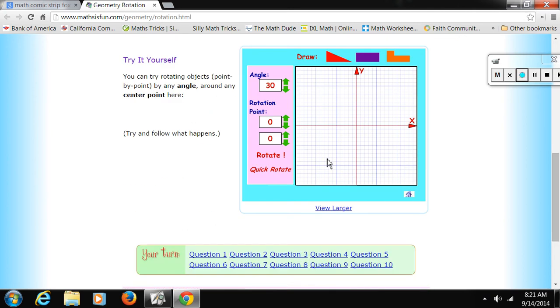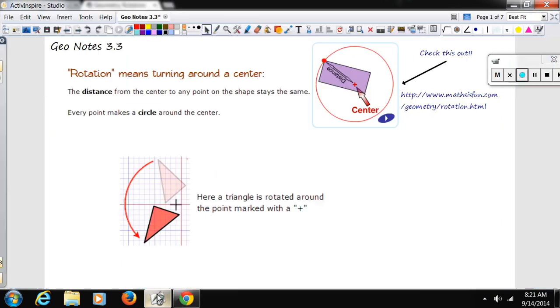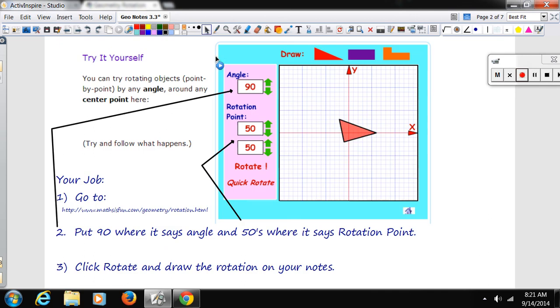But this is where you want to get to. This is what's on your notes next. If you look at the next part of your notes, you're going to take this red triangle and click on it. You're going to put 90, and 50 and 50, because we want to rotate it around this point so you can see it a little better. And then we want it to rotate a 90-degree angle. And then you're going to draw on your picture what you see.